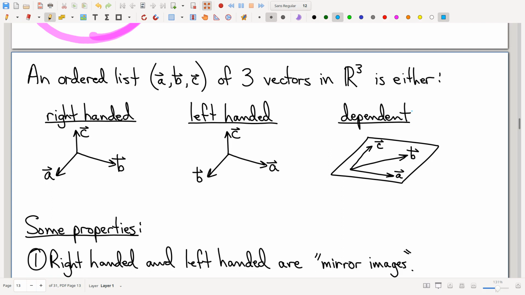Now, before we can get into the details, I do need to do a little hand waving about what does it mean for a list to be right-handed. Let's look at this first little picture I've got here on the page on the left side. We're looking at the list A, B, C. Keep in mind that means A is first, B is second, C is third. Order matters.